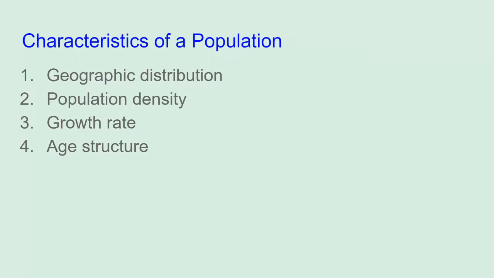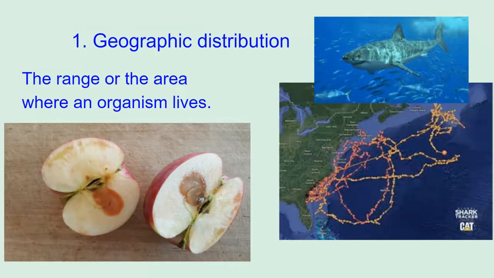We're going to start off by talking about the different characteristics of a population. Those characteristics include the geographic distribution, the population density, the growth rate, and the age structure. Geographic distribution is the first characteristic we're going to talk about. And geographic distribution is the range or the area where an organism lives.